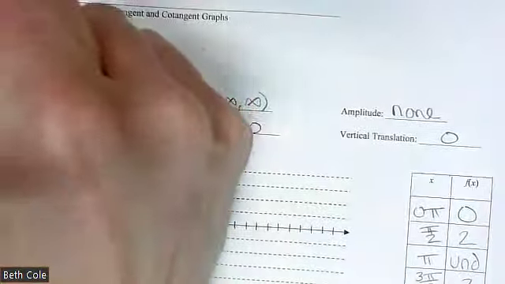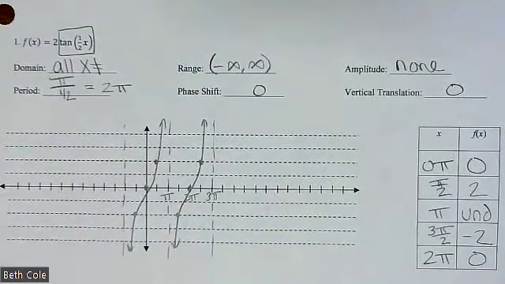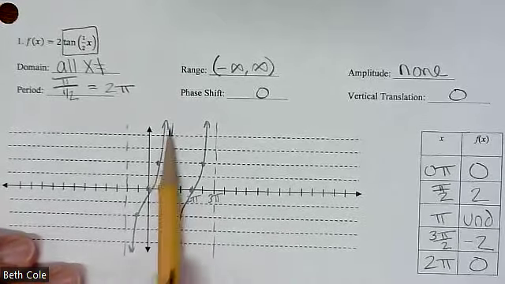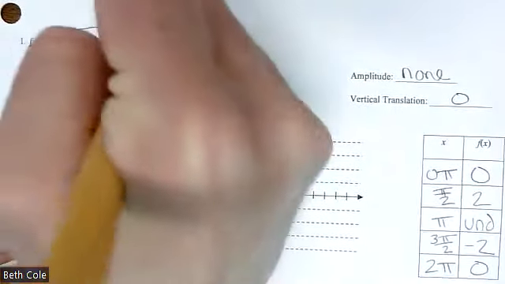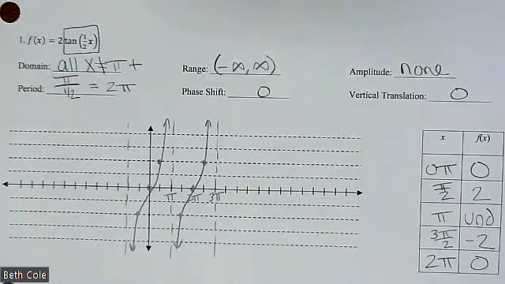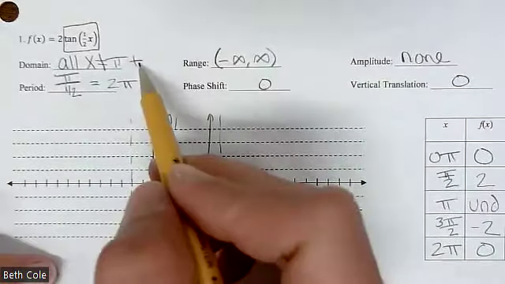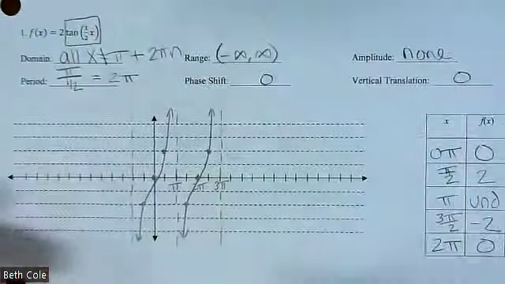All right, and then your domain. It's everything except, where's the first asymptote? The first positive one. Pi, you see that right there? Plus, now for secant and cosecant, it was half the period. For tangent and cotangent, it's just the period n. So it'll be plus what? Yeah, 2 pi n.